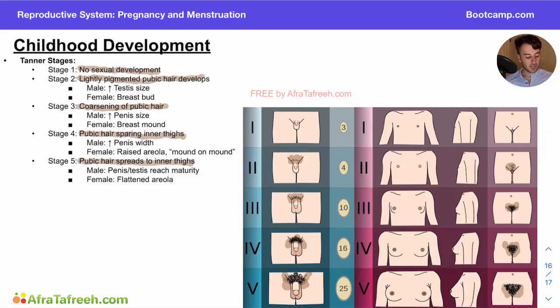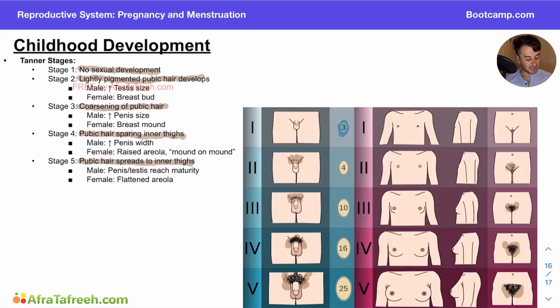So now let's talk about our males as they develop through the stages. At stage 1, there is absolutely no sexual development, so we expect to see nothing. The penis and testicles are both very small. Our testicles are about 3 milliliters. I'm not exactly sure how people measure testicle size in milliliters. It's more of an estimate, so you can imagine that what could hold 3 milliliters versus what could hold 25 milliliters is going to be a lot different.